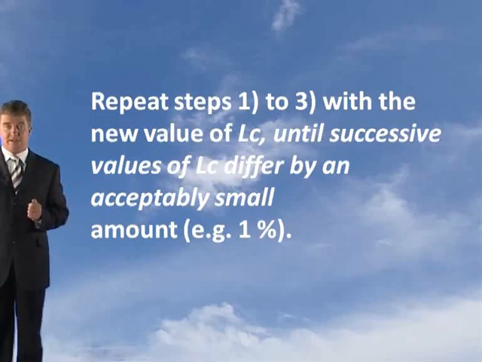It's an iterative process. So you assume a value for LC, you put it in that DC formula, then you put that value in the LC formula, and you keep going, and when it doesn't change by more than 1%, in other words, you got so close, you can accept it.